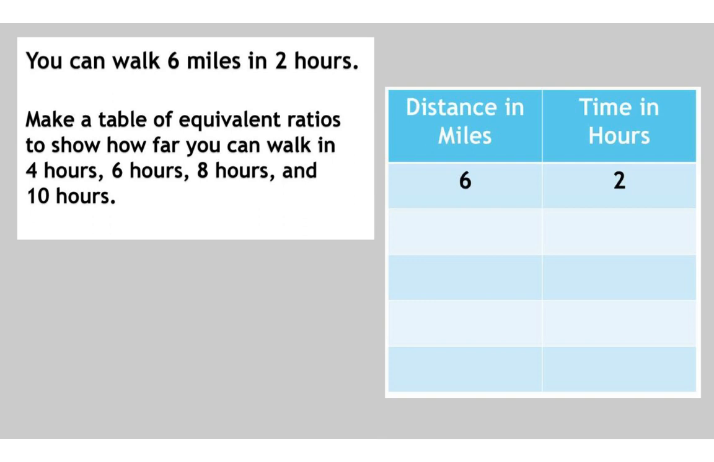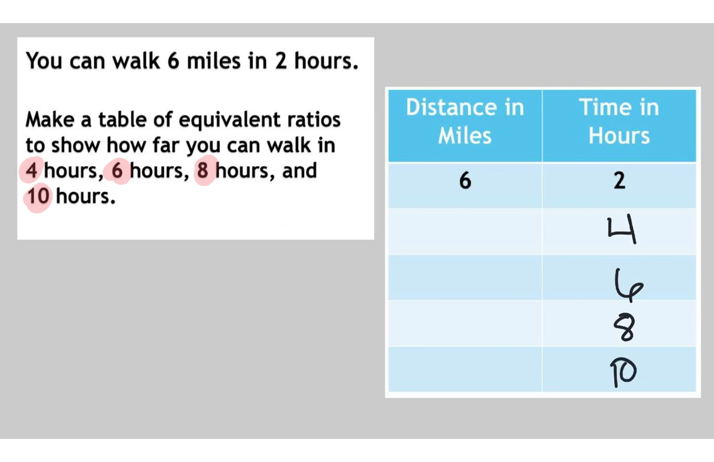So sometimes they get bigger. So you can walk 6 miles in 2 hours. So if you notice, we have our distance in miles and our time in hours. Make a table of equivalent ratios to show how far you can walk in 4, 6, 8 hours, and 10 hours. So it gives us a whole bunch of things over here, because we've got our 4 hours, 6 hours, 8 hours, and 10. Now, one thing we need to be cautious of is to make sure and put that in the hour side. So we're going to fill in 4, 6, 8, and 10.